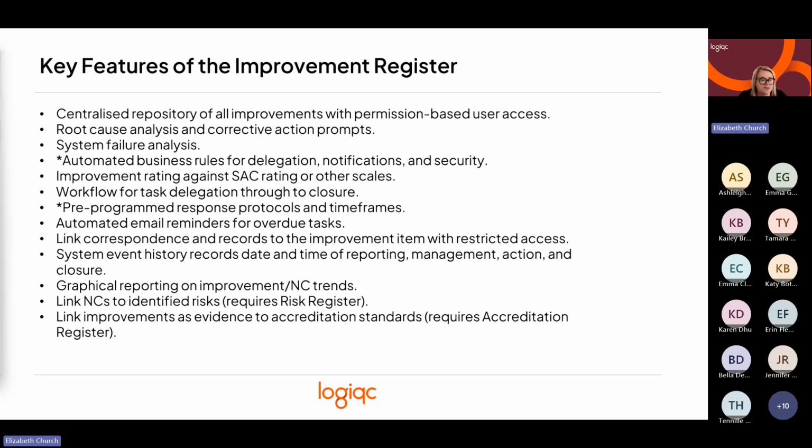We also analyse what system or process failed in our organisation. If you do have the business rules add-on in your registers, and it's only clients that have been with us for a really long time that probably don't, but if you do have that automated business rules for delegation, you can manage the delegations, notifications, and the security for that particular improvement or non-conformance. You can also rate it against your SAC scale. So it's essentially, again, measuring that impact and how the organisation needs to treat that moving forward.